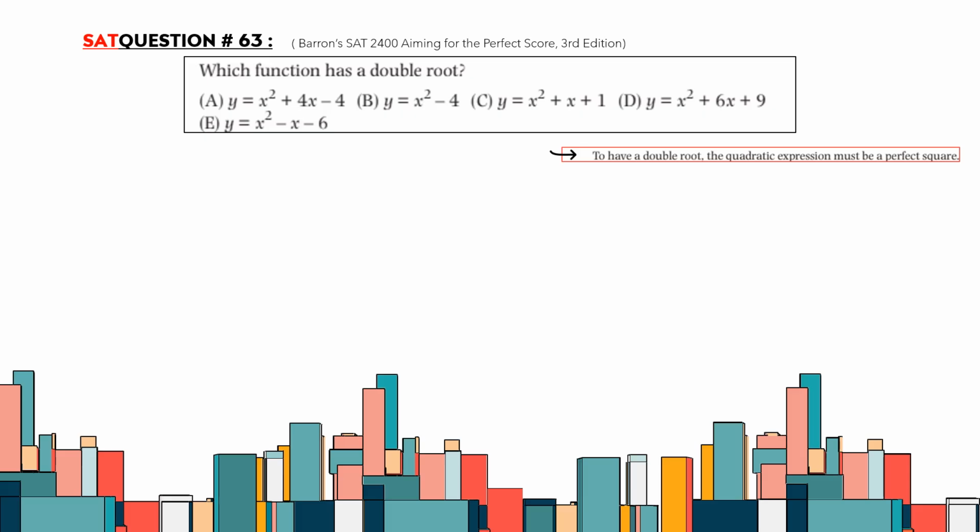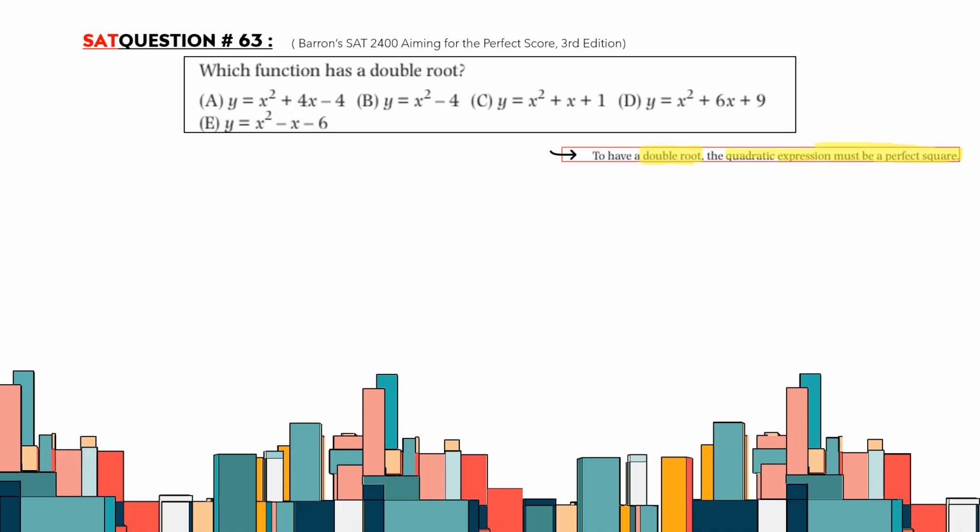Which functions had a double root? So at the beginning, we should mention the keywords: double root. A double root means the quadratic expression must be a perfect square. That's the hint, right? So what is the perfect square?